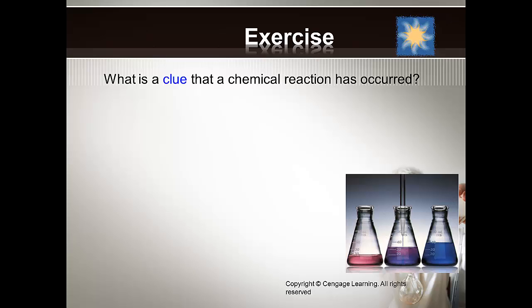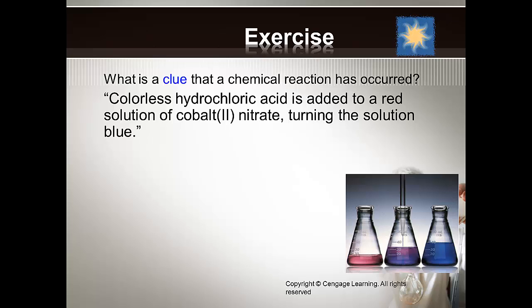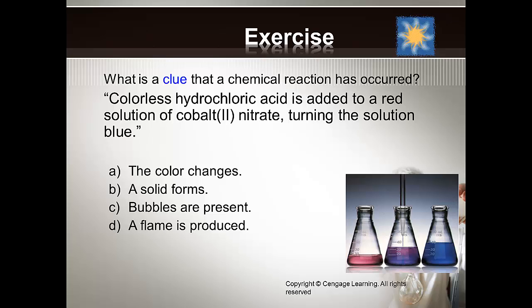What is a clue here that a chemical reaction has occurred? We've got a colourless hydrochloric acid which is added to a red solution of cobalt nitrate, turning the solution blue. Our hydrochloric acid is in what looks like a pipette, but it might be a burette, and it's being added to the cobalt 2 nitrate, and it's turning the solution blue. So what kind of a hint is it? Is it the colour changing, a solid forming, bubbles being present, or a flame produced? Of course it's the colour changing.